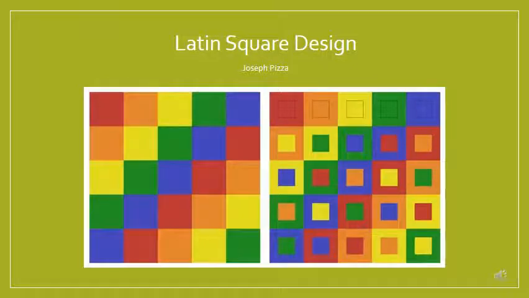Latin squares in statistics applications are grid designs with predetermined layout rules for their rows, columns, and treatments that are useful and efficient for three-factor ANOVA analysis.